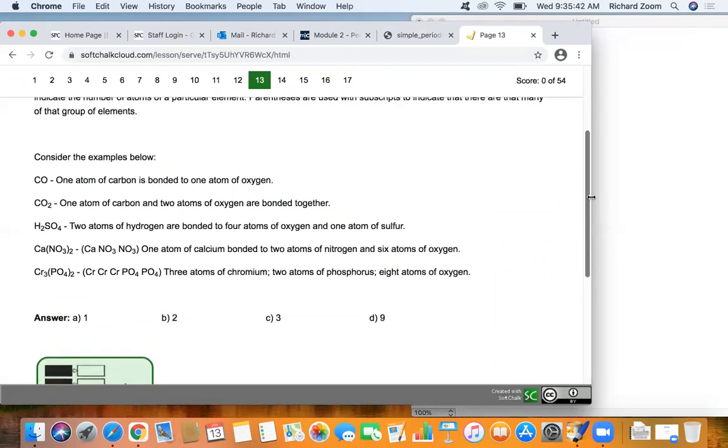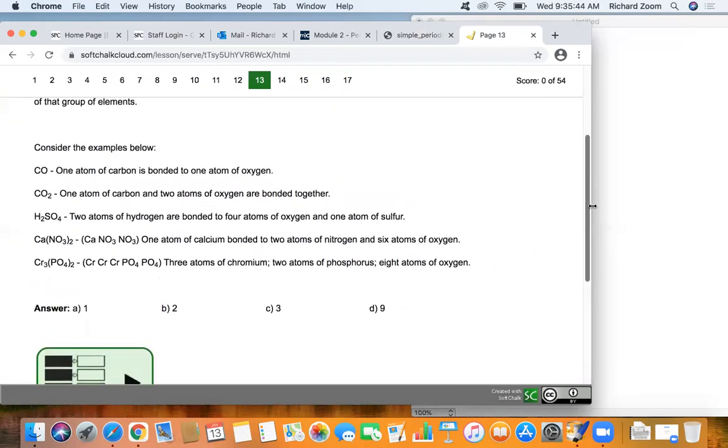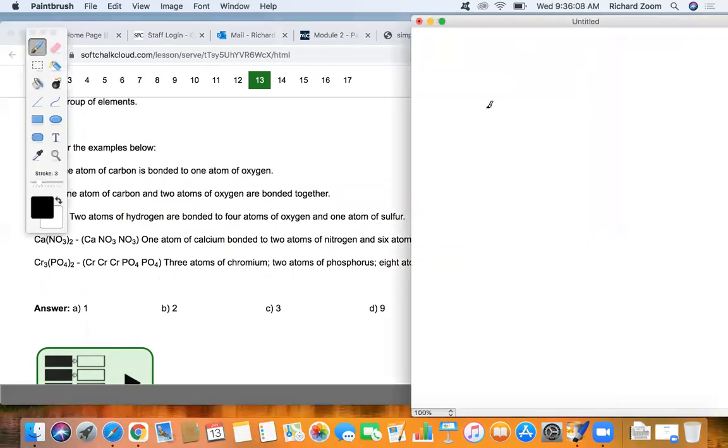I think most of you are aware of how to count elements or atoms. So if you had something like this bottom one here, Cr3(PO4)2, and I drew a picture of it.